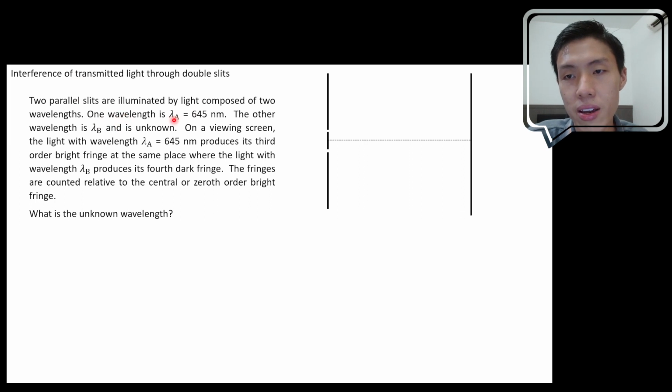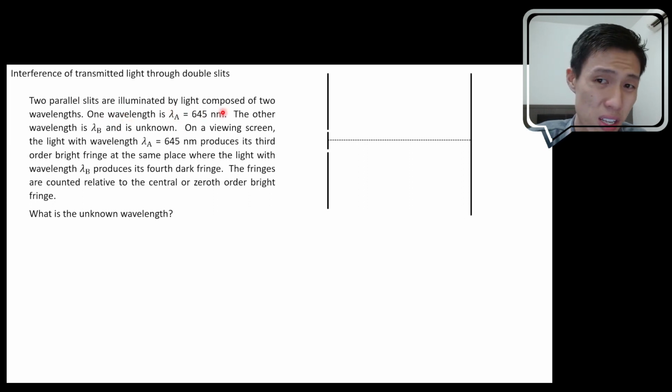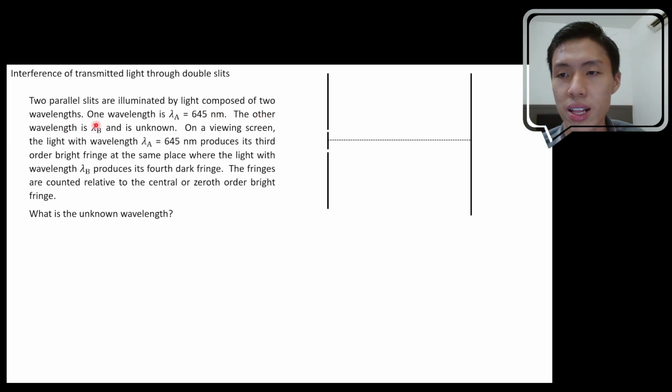One wavelength, lambda A, is equal to 645 nanometer. 645 nanometer is a standard red color wavelength. The other wavelength, lambda B, is unknown. On the viewing screen, the light with wavelength 645 nanometer produces its third order bright fringe at the same place where the light with lambda B produces its fourth dark fringe. This sentence is a bit complicated. Let's write down all the information we have regarding the first two sentences first, then we analyze this sentence carefully.